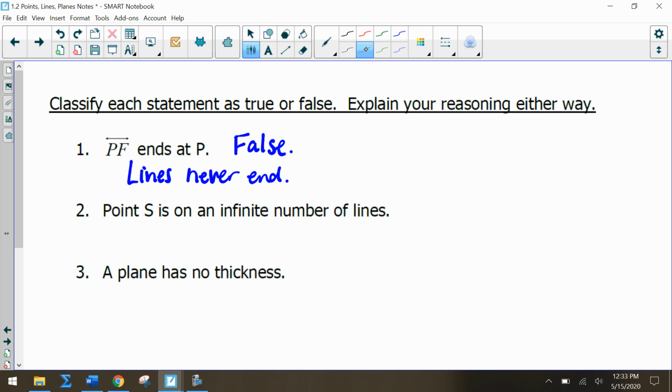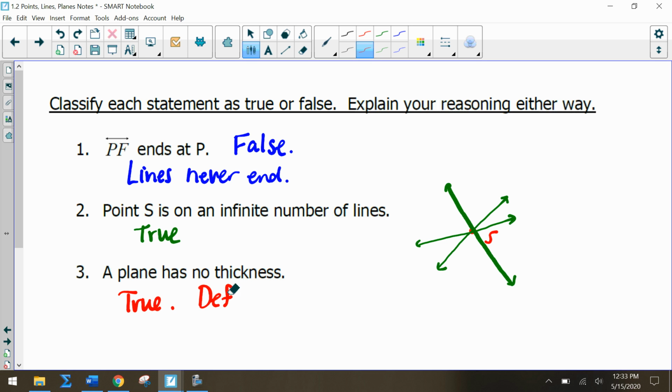So for number 2, point S is on an infinite number of lines. So I can have point S there. I can have a line going that way, I can have a line going this way, going that way. I can draw as many lines as I need to through point S. So this is true. A plane has no thickness. This is also true. This is the definition of a plane.